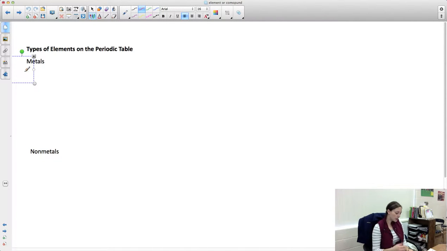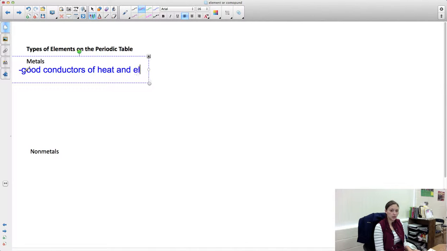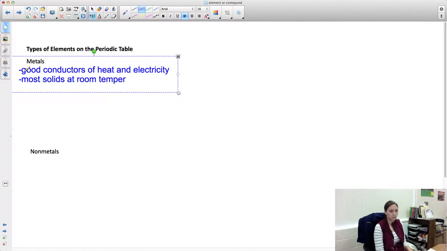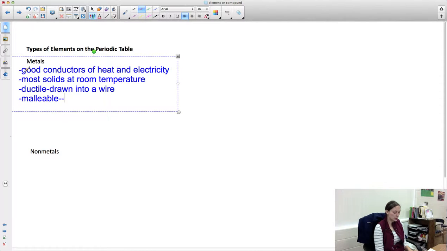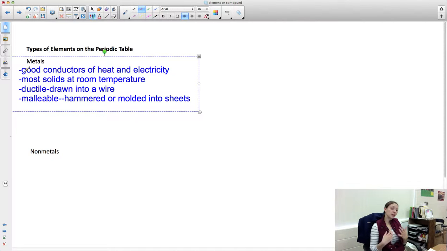Okay, some properties of metals. They are good conductors of heat and electricity. Most of them are solids at room temperature. They tend to be what we call ductile, which means they can be drawn into a wire. And they tend to be malleable, which means that they can be hammered or molded into sheets.